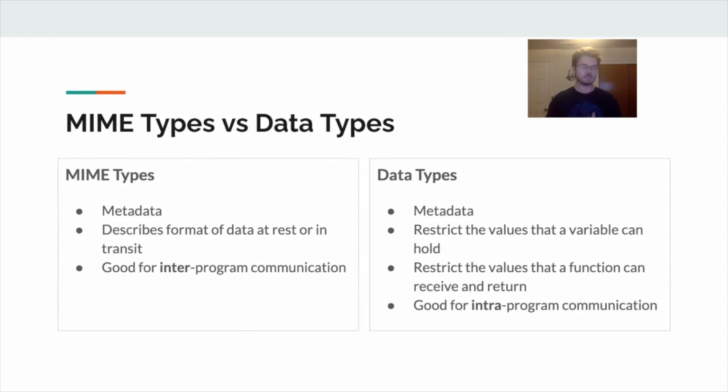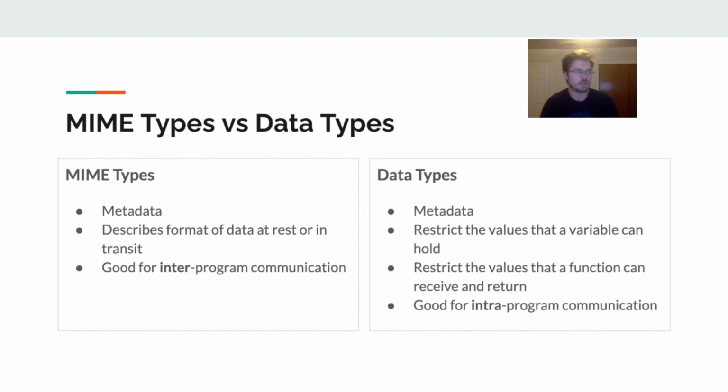Now, MIME types are used to describe the format of data either at rest or in transit, and they're really good for standardizing inter-program communication. So if I have one program on machine A and another program on machine B, and they need to talk to each other, it would be really beneficial for them to agree on a MIME type before they start passing data back and forth. That'll make communication between them a lot easier.